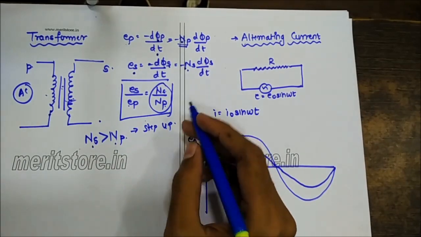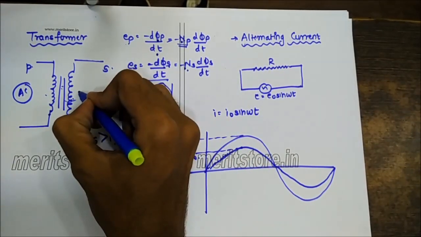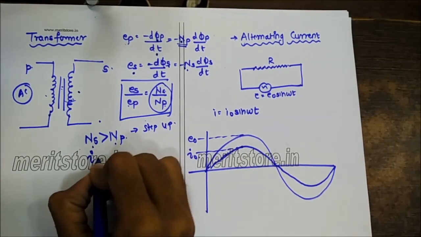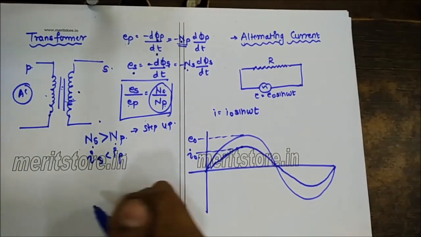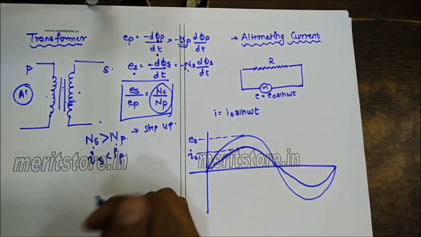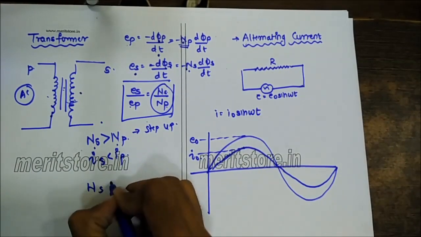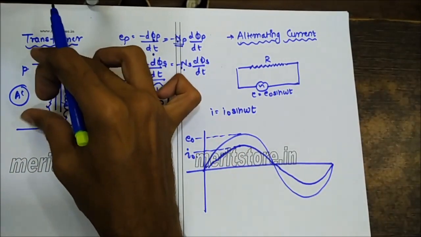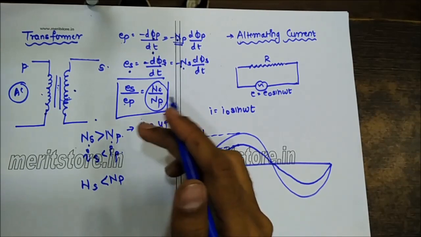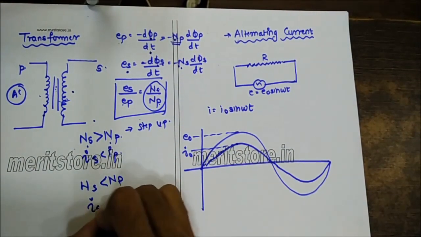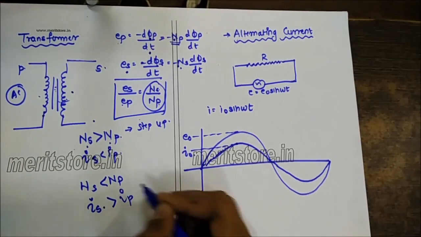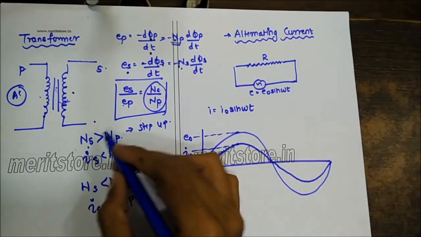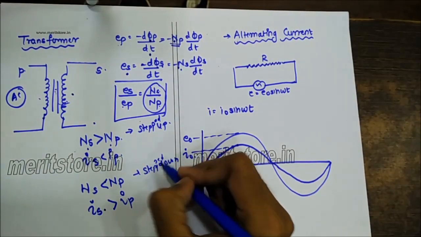In this type of transformer, the current in the secondary coil is less and that of the current in the primary coil is more. So the current in the secondary coil is less than the current in the primary coil. Next we have the step down transformer, totally different: NS is less than NP, that is the number of turns in the secondary coil is less and the number of turns in the primary coil is more. As a result, the current in the secondary coil is greater than the current in the primary coil. So this is called the step down transformer, and this is the step up transformer and the step down transformer.